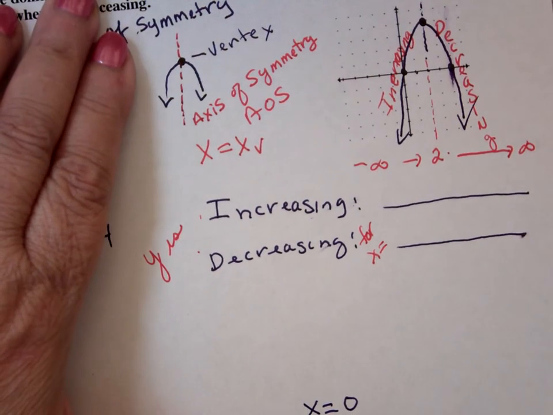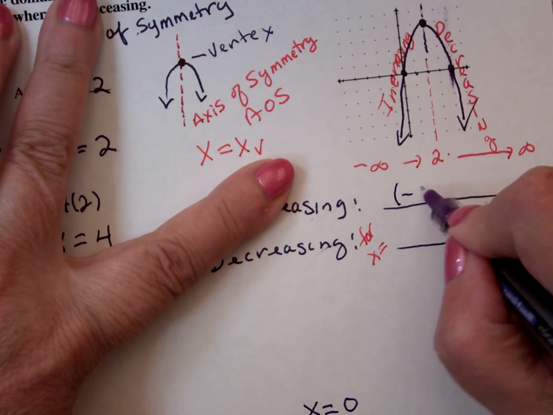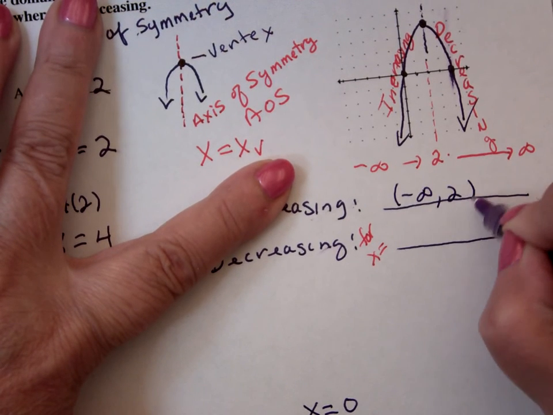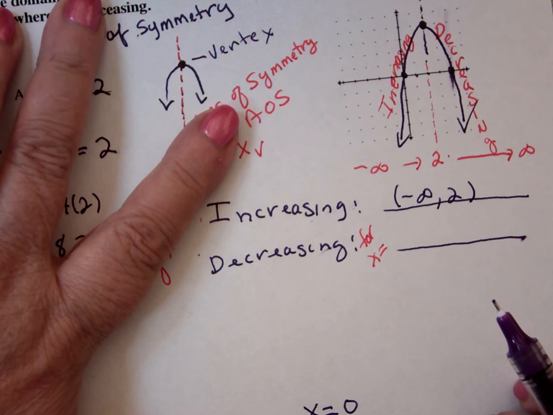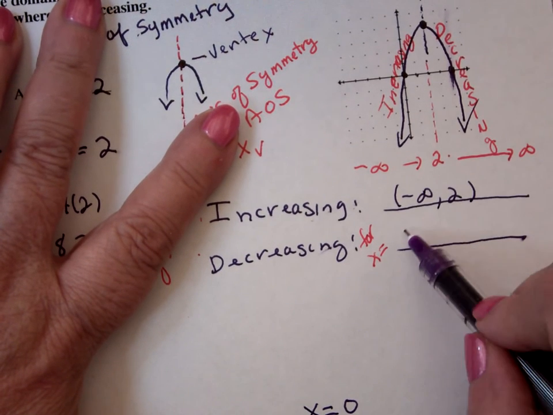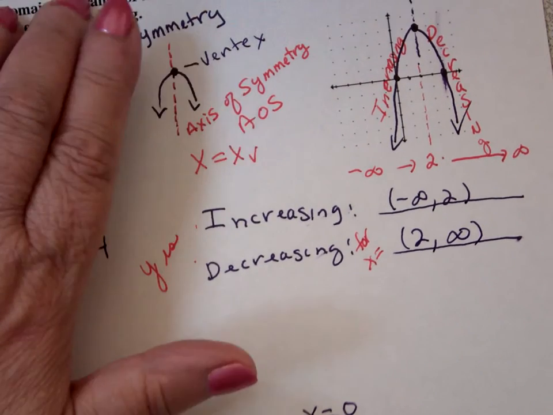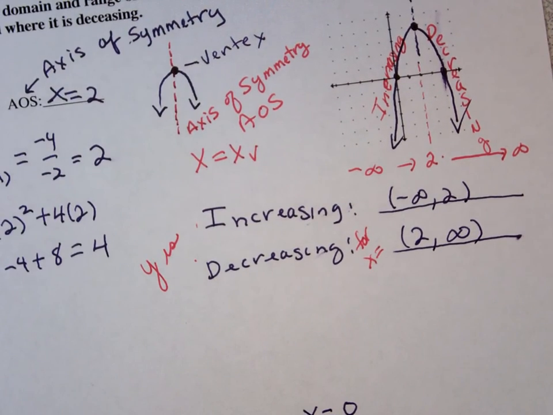So it is increasing, going up from minus infinity to 2, does not include the value, because at 2 it's neither increasing or decreasing. And then going down to infinity. That's what those stupid graphs and increasing and decreasing and all that stuff was all about.